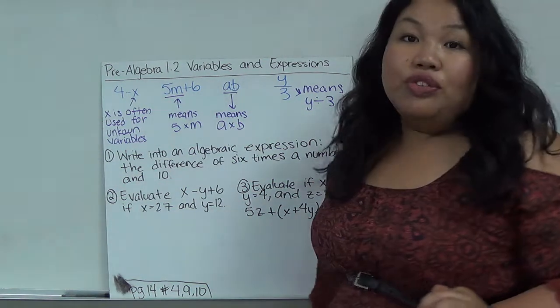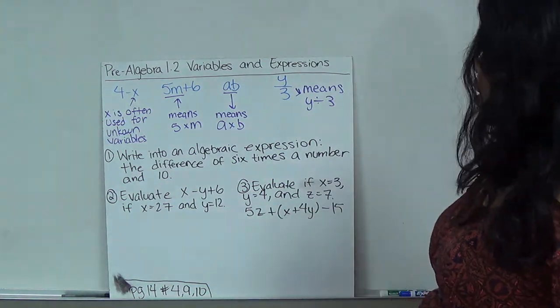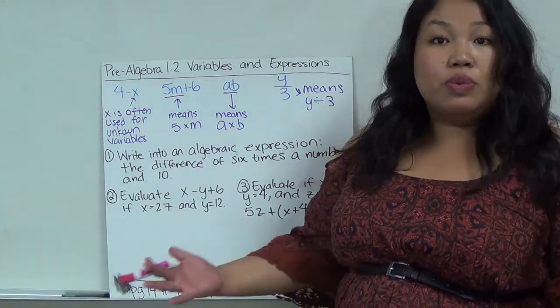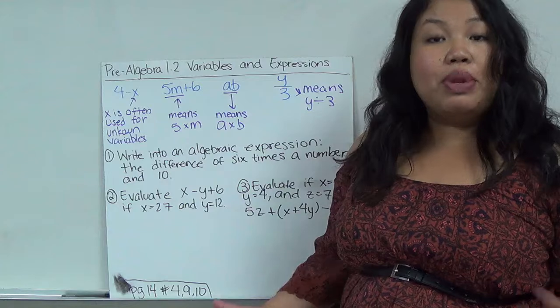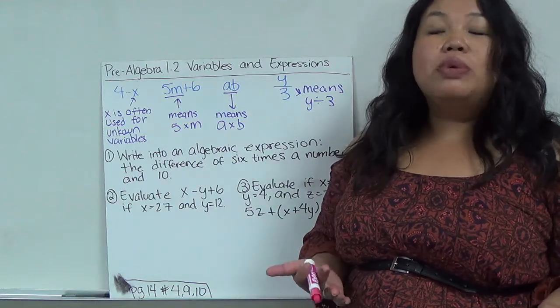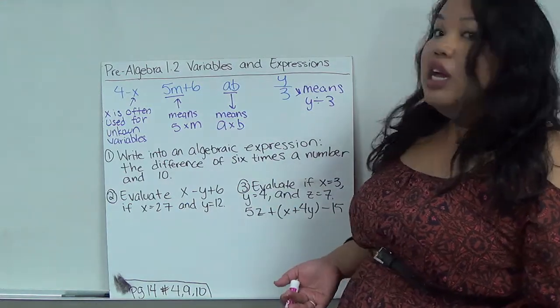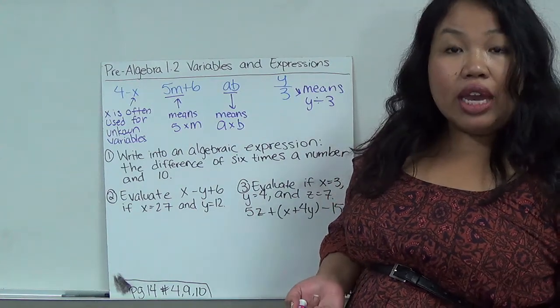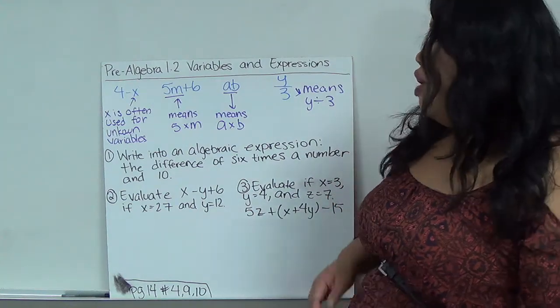Pre-algebra 1.2, variables and expressions. So we're dealing with variables as well as the expressions you learned, the equations that you learned last time, but now we're throwing in variables. And variables are basically unknowns. They represent a number that is not known, okay, that we're going to try to figure out as this chapter goes on.